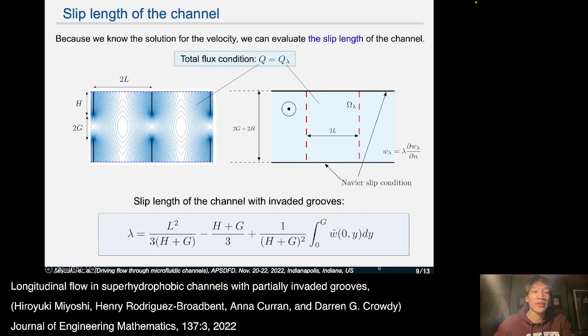Now we are going to quantify the slip length of the channel. Because we know the solution for the velocity, we can evaluate the slip length of the channel. In order to calculate the slip length, we compare the total flux of the channel with partially embedded grooves and the channel which has Navier slip condition on the boundary. By equating total flux Q and Q lambda, we can calculate the slip length of the channel with embedded grooves, and this is the explicit formula for the slip length of the channel.